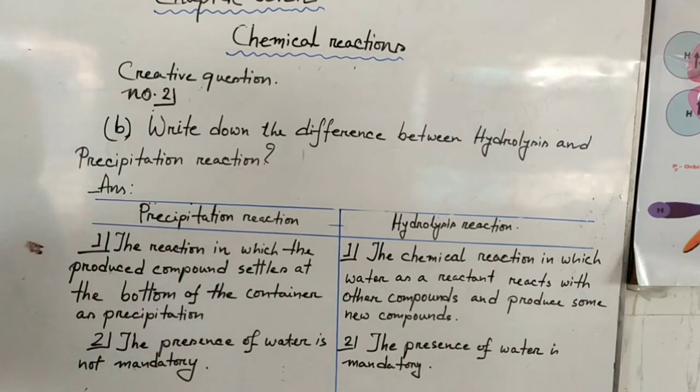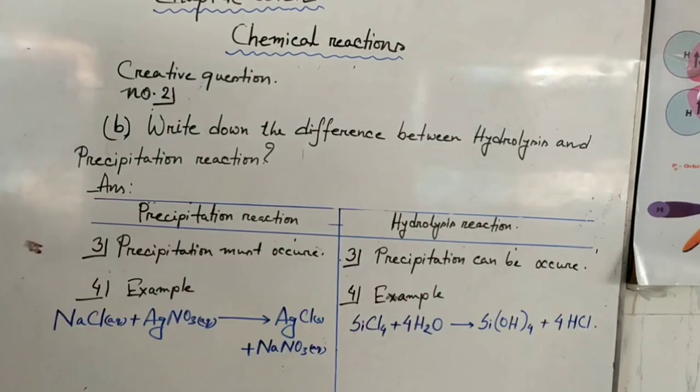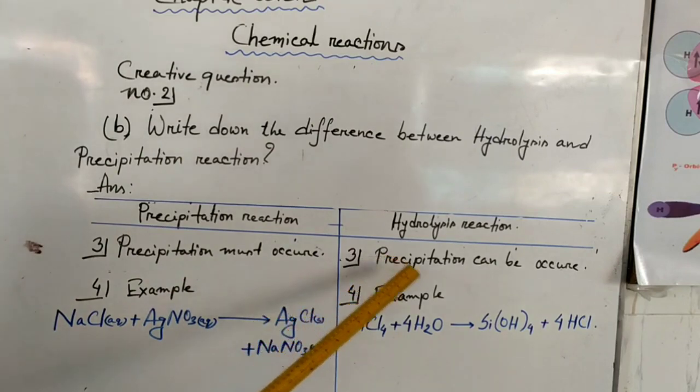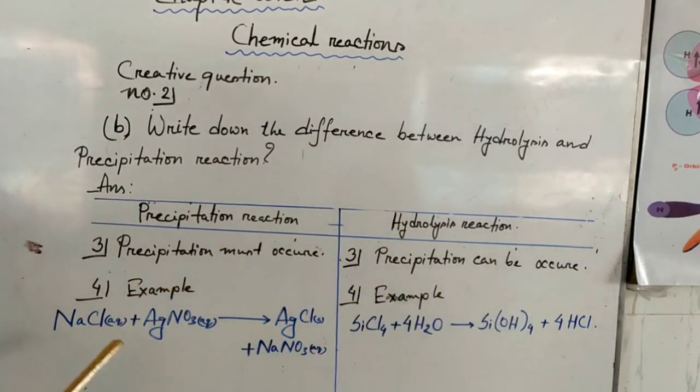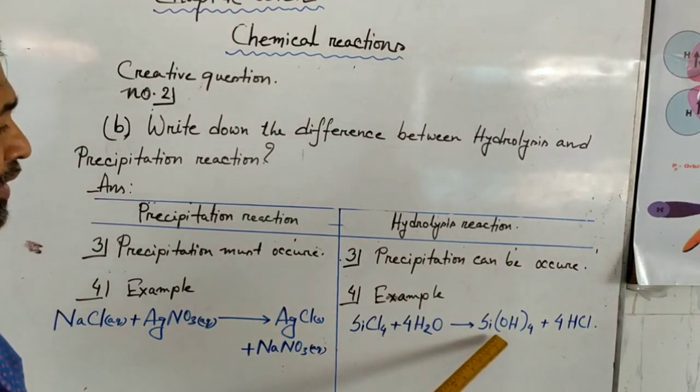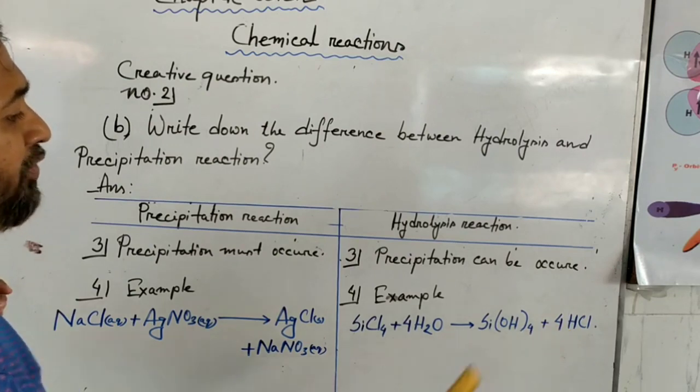In precipitation reaction, the presence of water is not mandatory. On the other hand, the presence of water in hydrolysis reaction is mandatory. Precipitation must occur. Precipitation can occur. Example: sodium chloride reacts with silver nitrate and produces silver chloride and sodium nitrate. Silver chloride is precipitated at the bottom of the container. Silicon tetrachloride reacts with water molecules and produces silicon tetrahydroxide and hydrochloric acid.